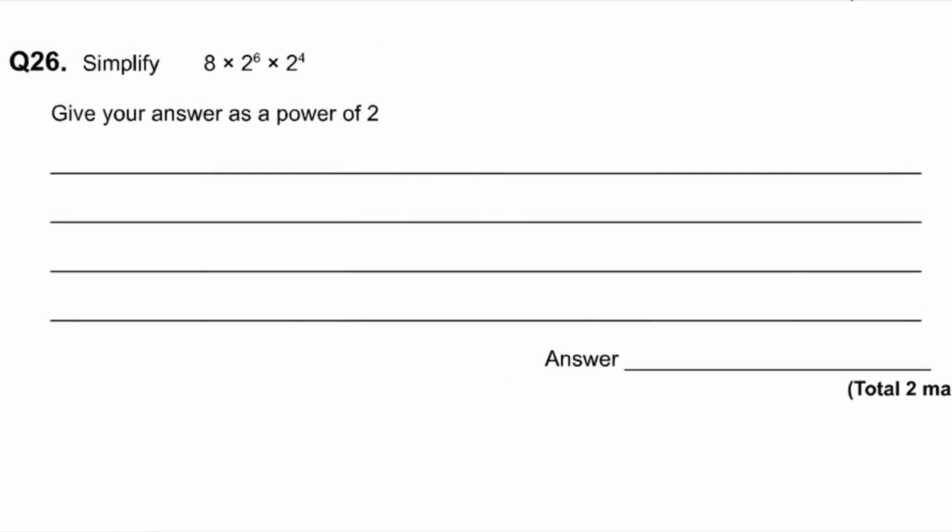Question 26. Simplify 8 times 2 to the 6 times 2 to the power 4. Give your answer as a power of 2. Well, that first number there, 8, that's a power of 2, isn't it? 8 is 2 cubed. So I'm just going to replace that as 2 cubed to start with.